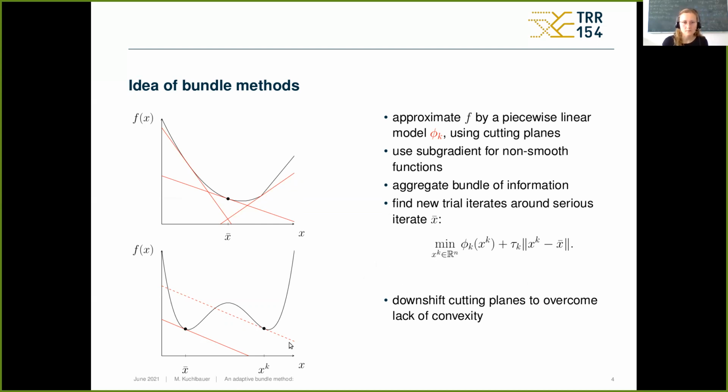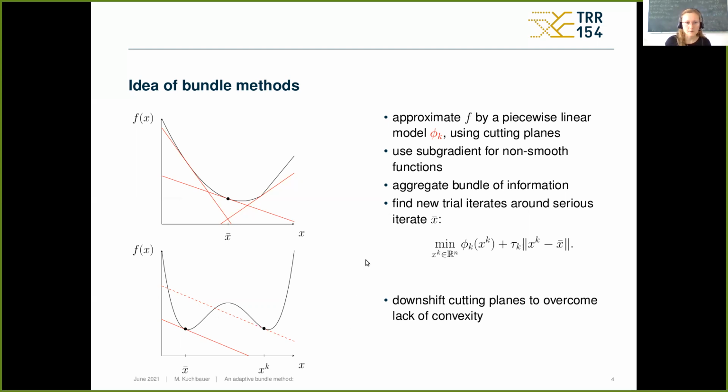And here in this picture, we see an illustration of the technique that is used for the case of non-convexities. This is the downshift mechanism. So what we do is when we have a serious iterate here, for example, and a trial iterate here, and there is a subgradient that should be of help to generate a cutting plane that corresponds to this trial iterate. And when this overestimates the function value of the serious iterate, then we downshift the cutting plane such that the model is still valid around the serious iterate.